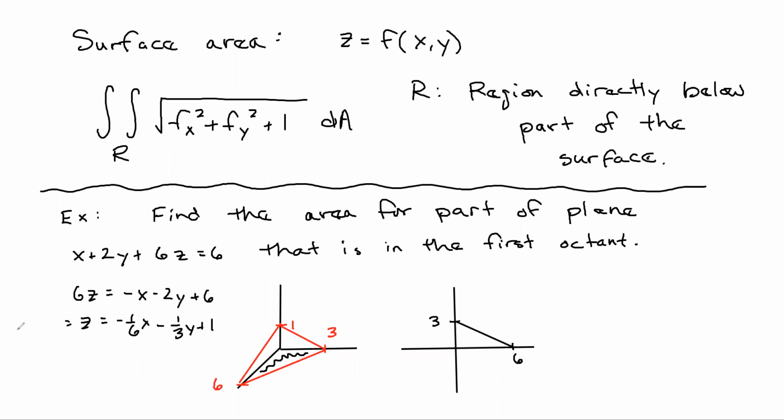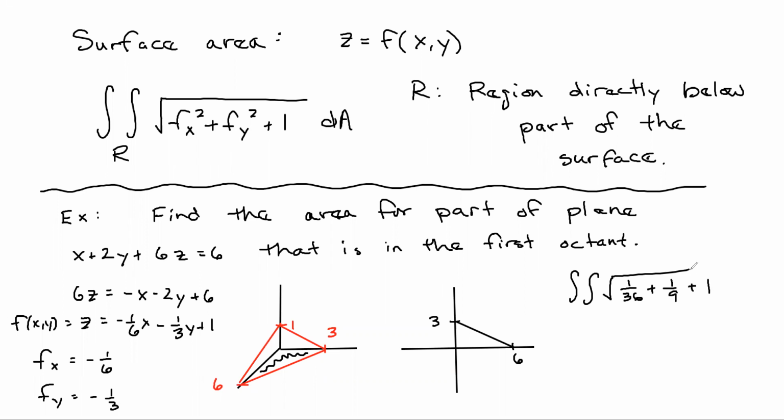This is f of x, y. So the partial with respect to x would be, if you differentiate this with respect to x, negative 1/6. The partial with respect to y, you're going to get negative 1/3. And then we want to take the square root of those squared and add 1. Now I'm going to jump all the way over to here. So now we're going to have our double integral, square root. We're going to take the partial with respect to x and square it, that's 1/36. Take the partial with respect to y and square it, that's 1/9, plus 1. So this is the partial with respect to x squared, partial with respect to y squared, plus 1.